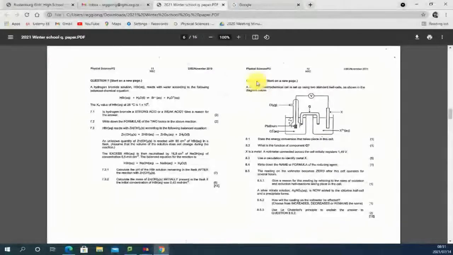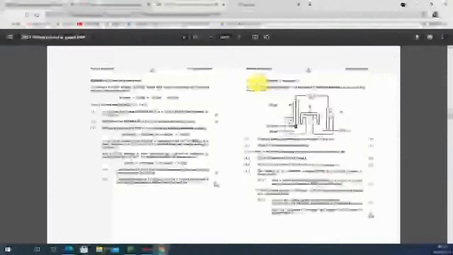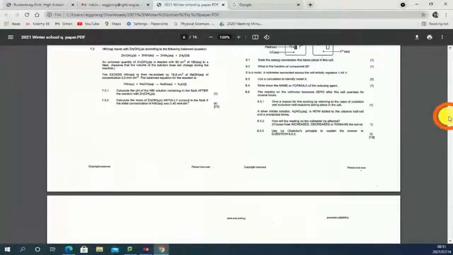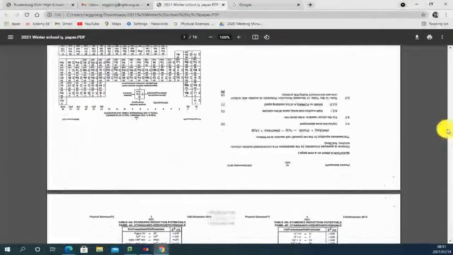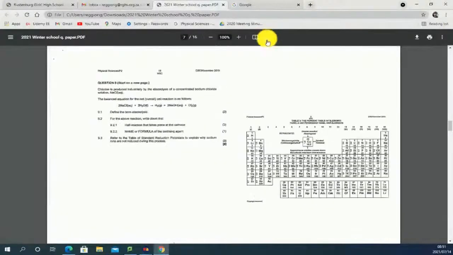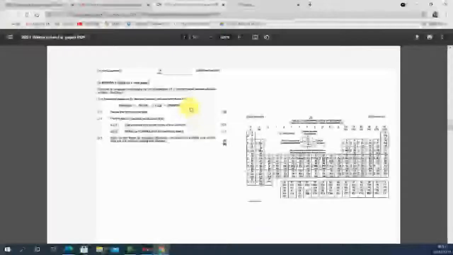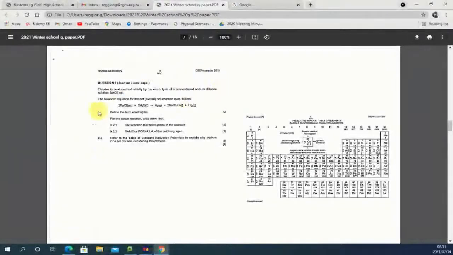Galvanic cells. So question 8 is always about voltaic and galvanic cells. And then question 9, let me just turn that around. Question 9 is about electrolytic cells.